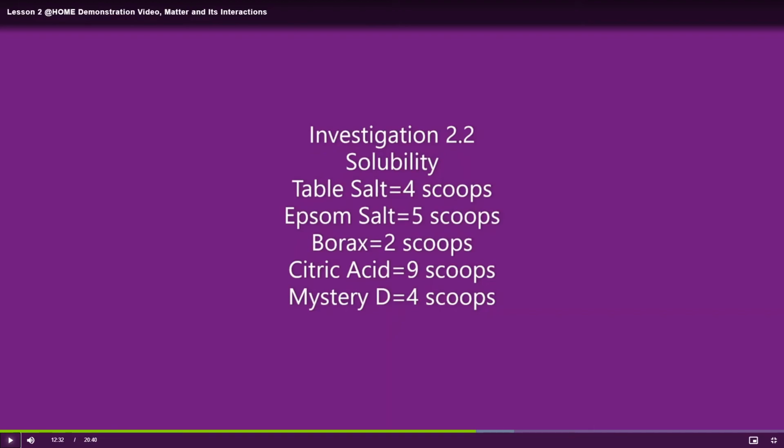So the last questions to think about are based upon this. Can you identify your mystery sample? Why or why not? And if you can, what do you think your mystery sample is? So do you think your mystery sample could possibly be the same as one of the others? So would it have the same solubility?